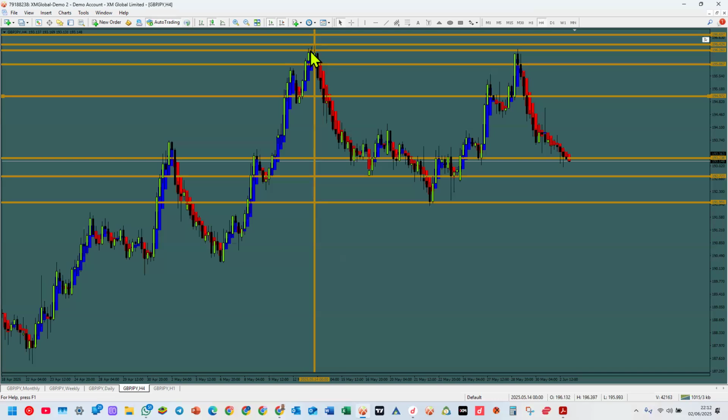So this pattern that we are talking about here now is simply double top, right? So this is one top, and this is another top, and then the market. So okay. Now, ideally, this market will do two things.